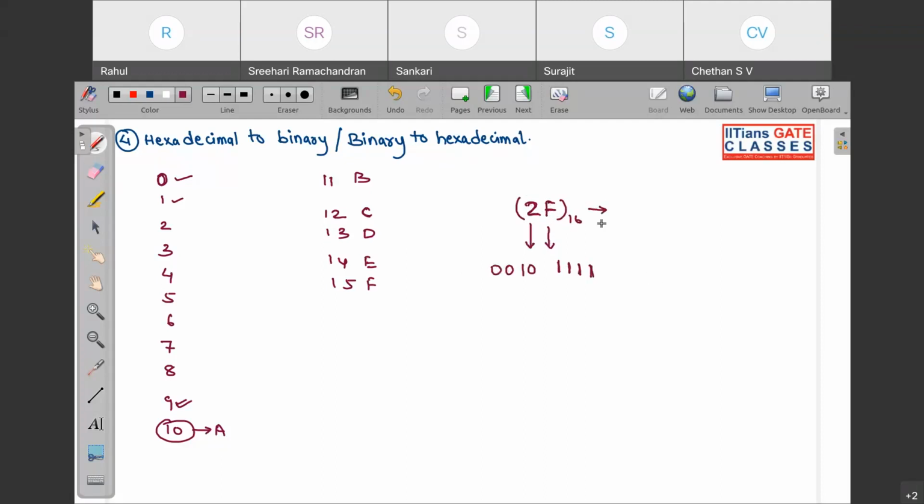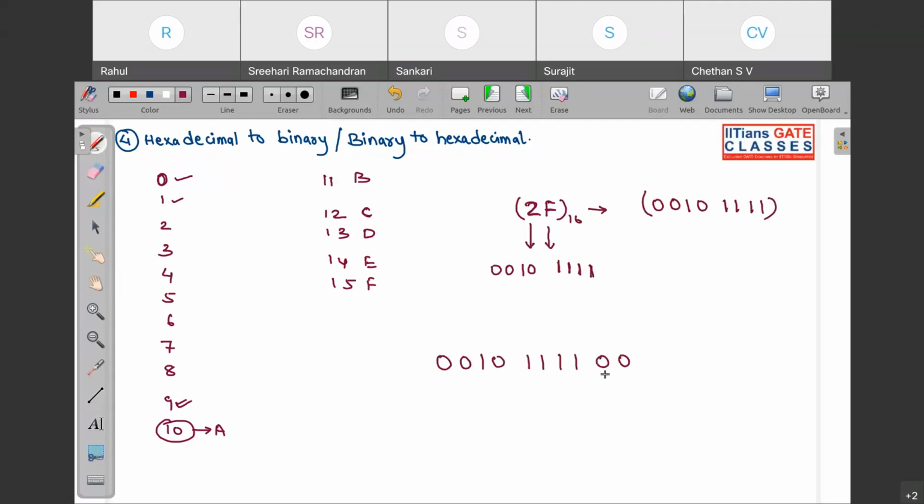So now, the binary equivalent of this hexadecimal number will be 0010 1111. Now the same thing, if I have a binary string like 0 0 1 0 1 1 1 1 0 0, how do I convert it to hexadecimal?